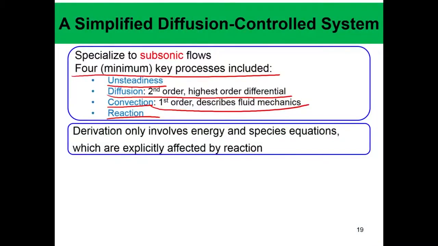But we will not go there right now. We will just have these four processes included: unsteadiness, diffusion, convection and reaction, and you will see that the derivation only involves the energy and the species equations, which are explicitly affected by reaction. As we have seen in the last class, and today also, in the low Mach number limit your pressure really does not change, and as a result your pressure gradient is very small. So for momentum, rho u times u, even though that changes by a small amount, we will consider a very simplified point of view. Whatever the gas accelerates can be computed through the continuity equation, and there is no real change of momentum as the pressure gradient is small.